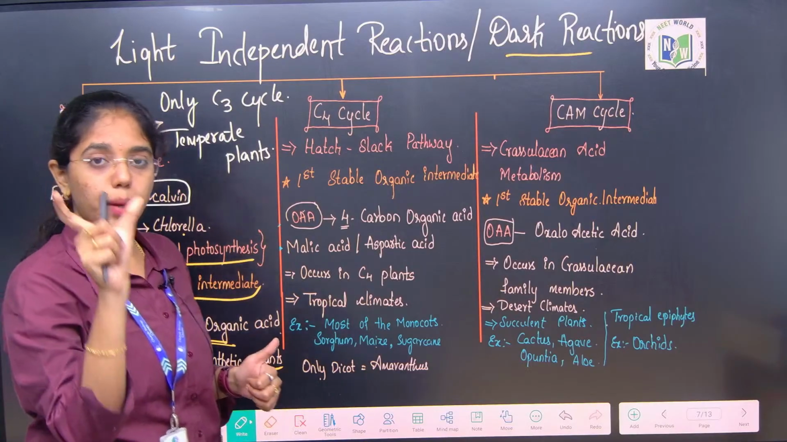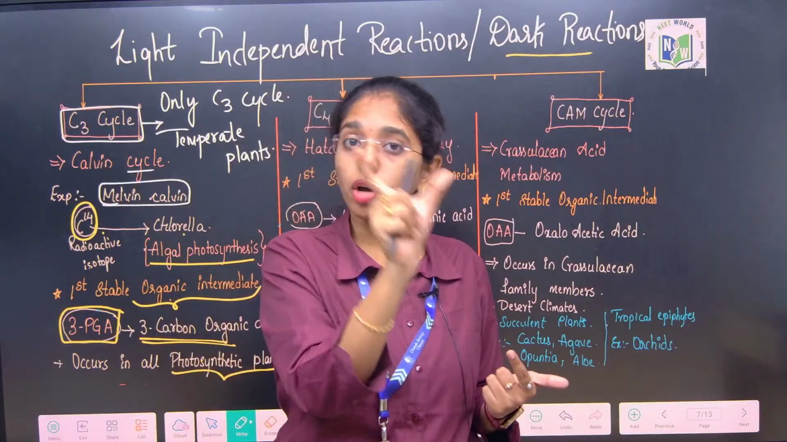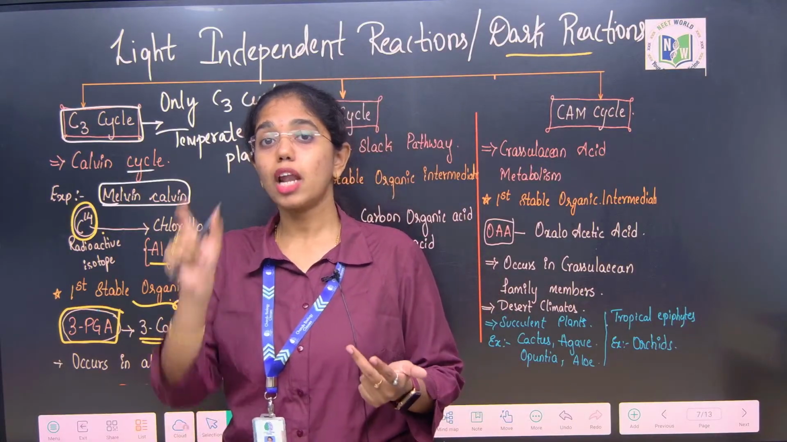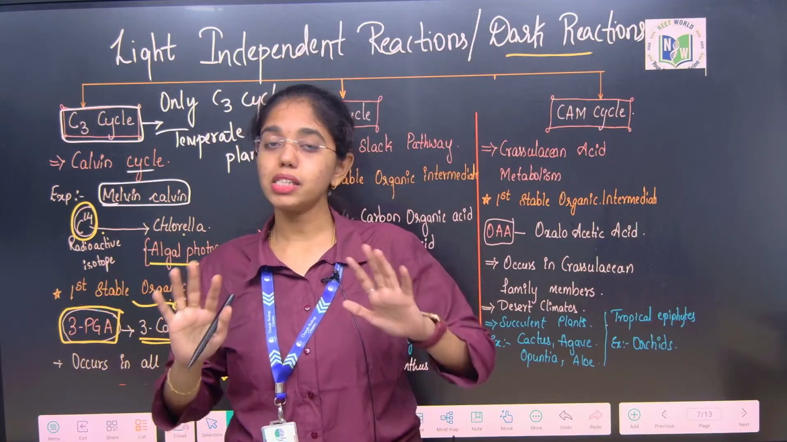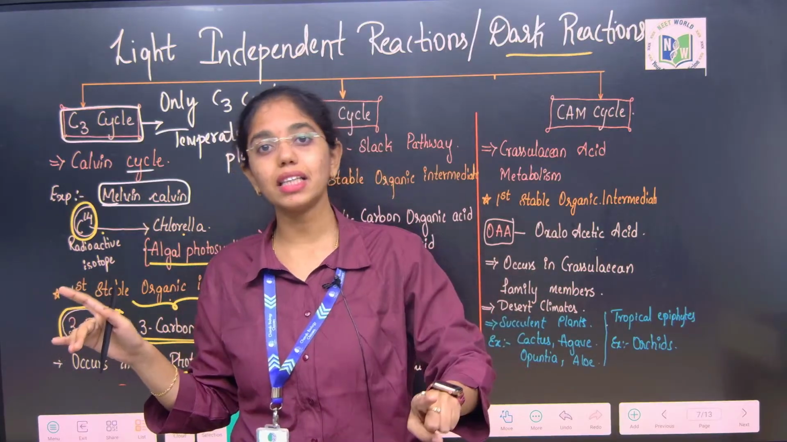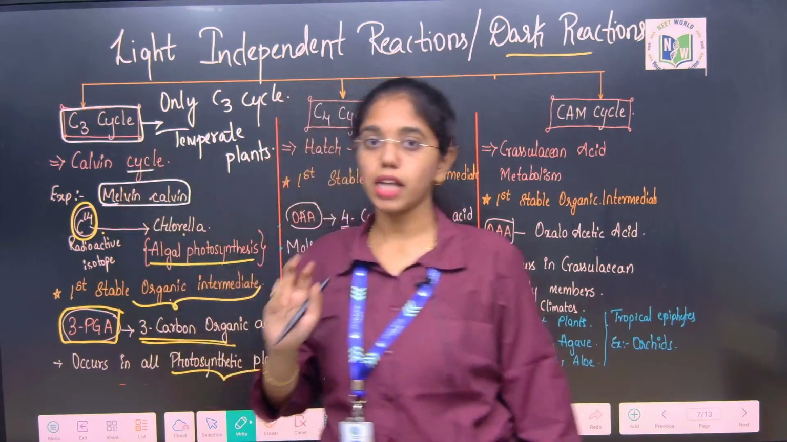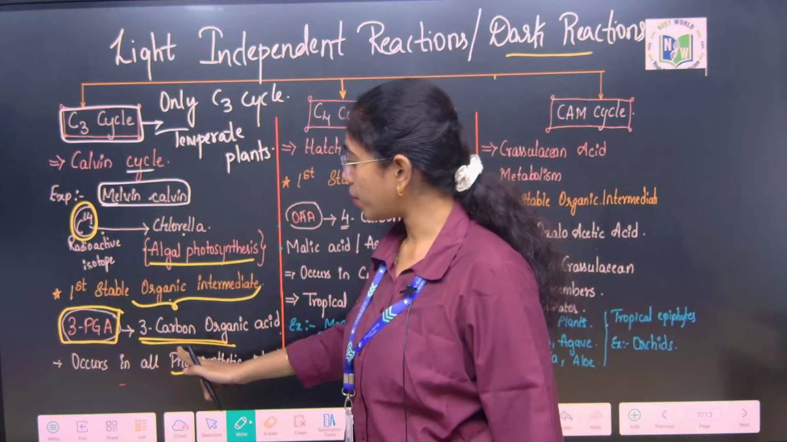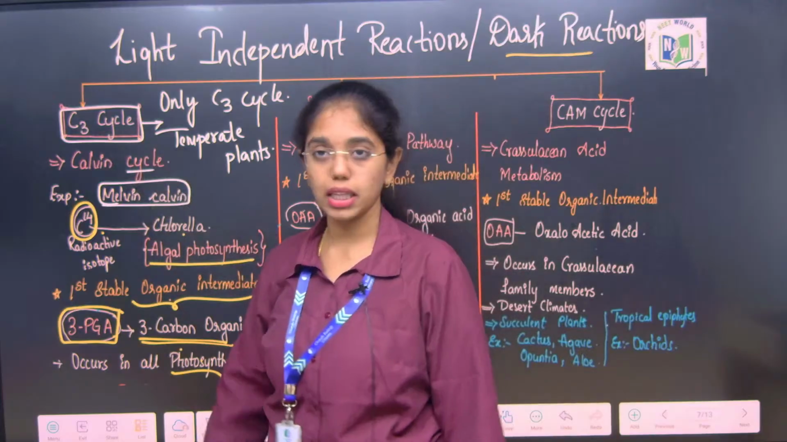The C3 cycle occurs in all the photosynthetic plants. Like in temperate plants, only the C3 cycle occurs. In tropical plants, along with the C3 cycle, the C4 cycle happens. In CAM plants, along with the C3 cycle, the CAM cycle happens. But the C3 cycle occurs in all the photosynthetic plants. Only the C3 cycle without any other cycles operates in temperate plants. I hope you got the point, right? So, the first stable intermediate formed is 3-phosphoglyceric acid, that is why it is named the C3 cycle.